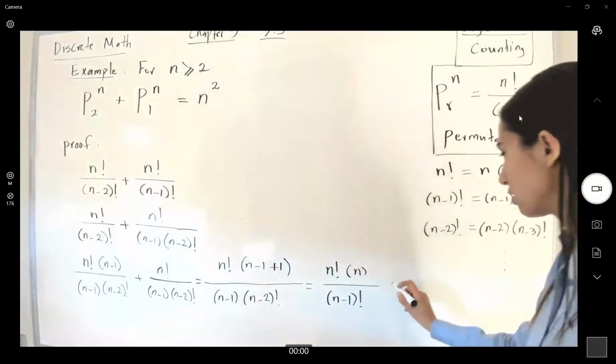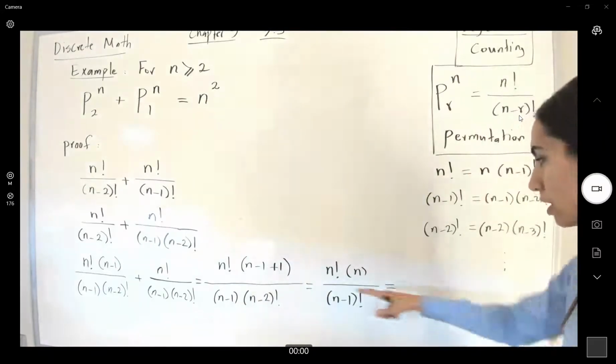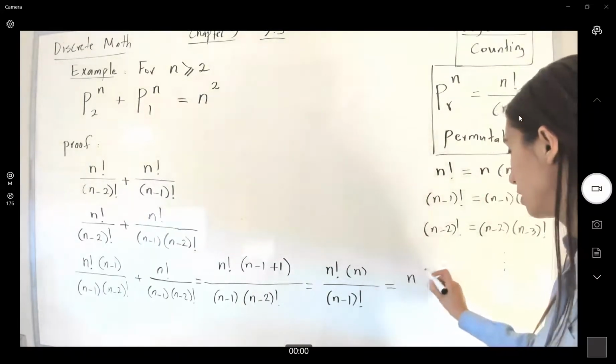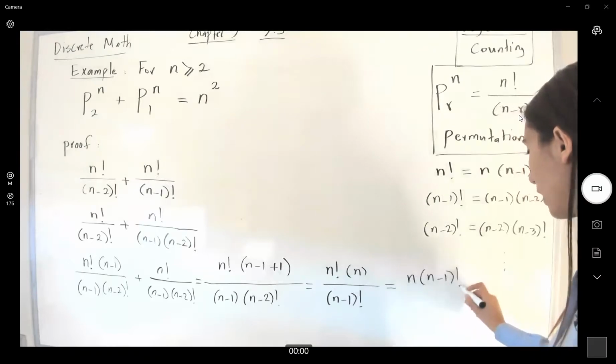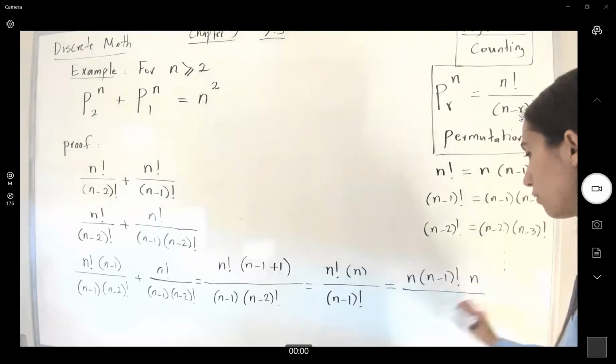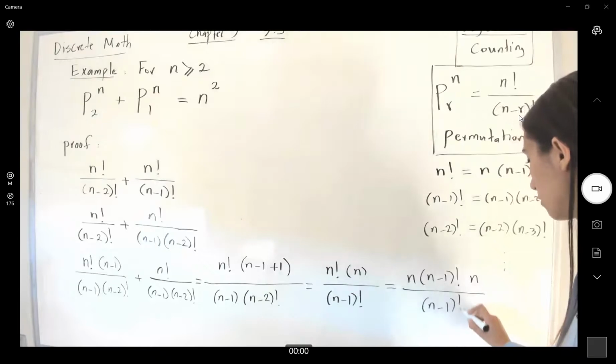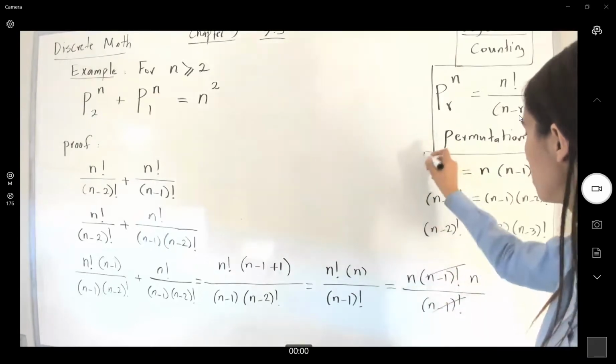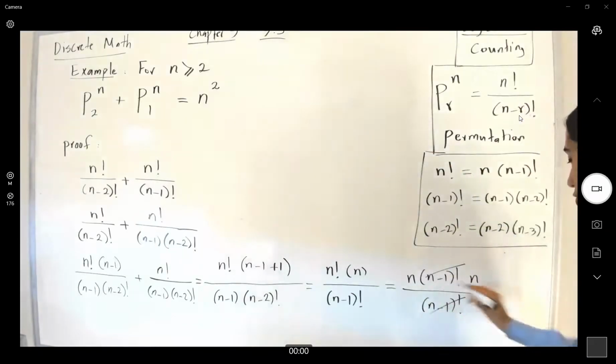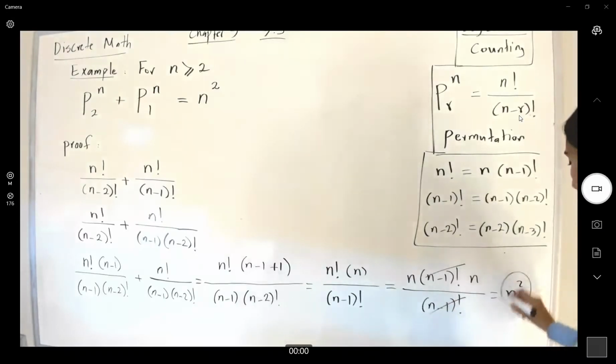But on the numerator, what do we have? We have n factorial, which is n times n minus 1 factorial, times n, divided by n minus 1 factorial. You can cancel out these two, and after multiplication, you get n squared.